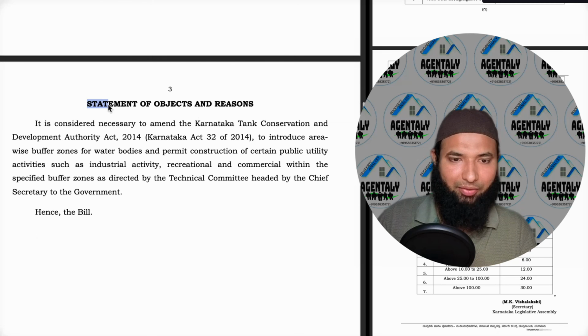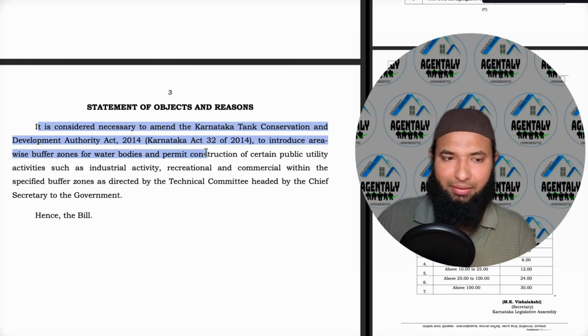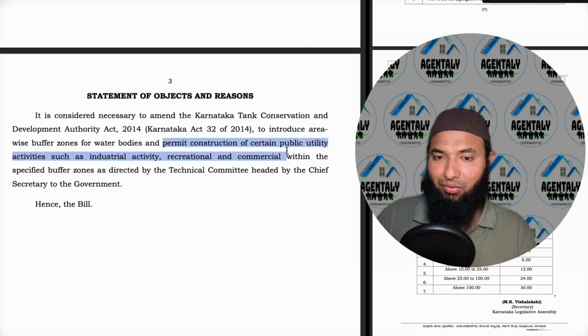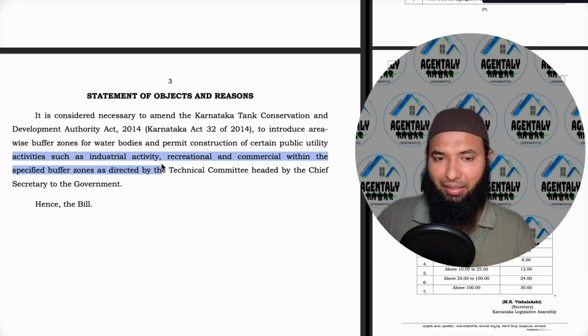Okay, at last one statement they have given here, statement of objects and reasons. It is considered necessary to amend the Karnataka Tank Conservation and Development Act of 2014 to introduce the area-wise buffer zone for water bodies and permit construction of certain public utility activities such as industrial activity, recreational and commercial within the specified buffer as directed by the technical head and chief. So here more is what they are doing. You can see what they are telling, to introduce the area wise zones of water bodies and permit construction of certain public utility activities such as industrial activity inside buffer zone.